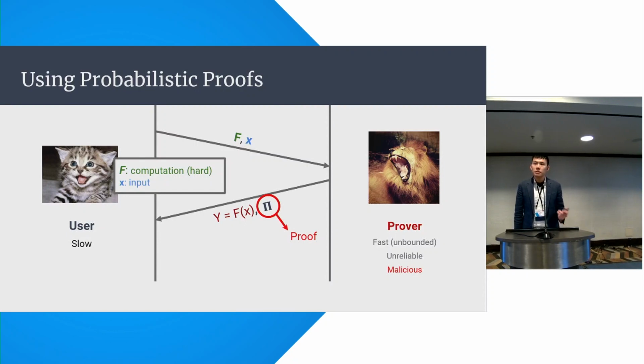You demand the server to take on the role of a prover, which is that it sends you a proof that Y is indeed the result of F(X). You yourself now become the verifier. You check this proof. If the prover behaved, you accept it. Otherwise, you reject with overwhelming probability.